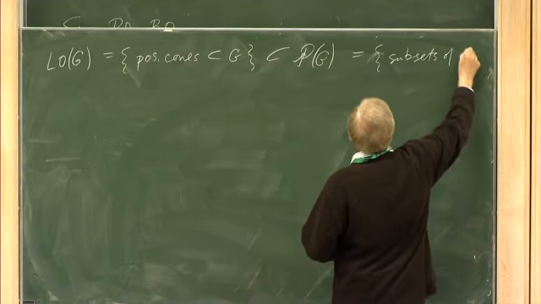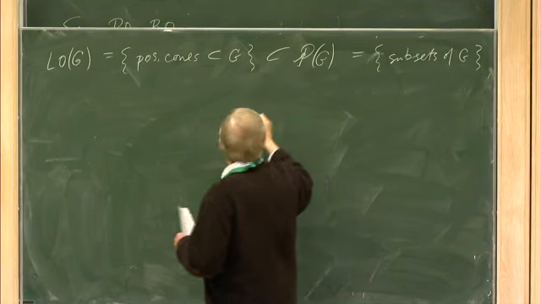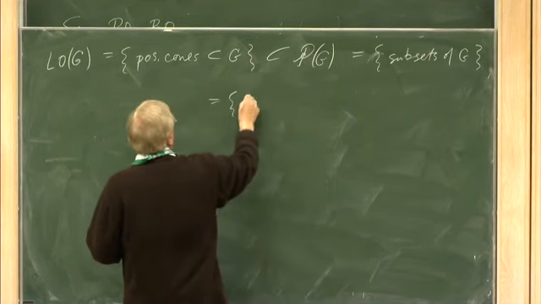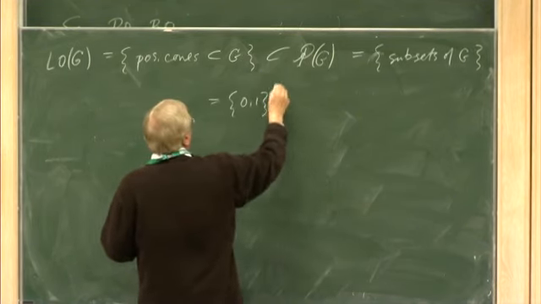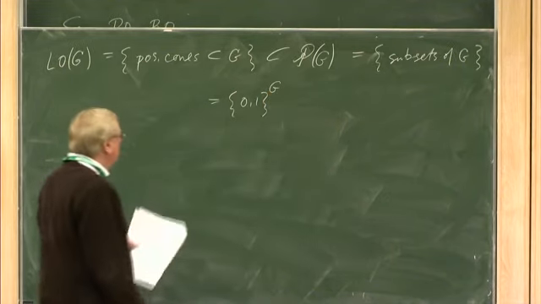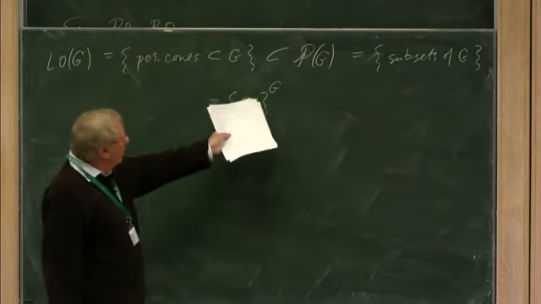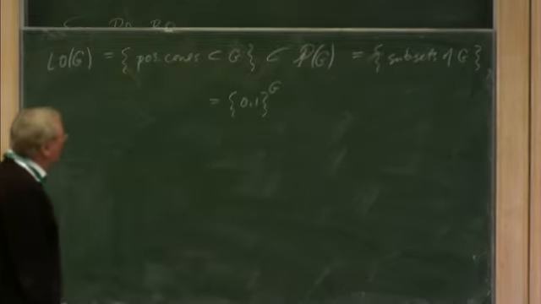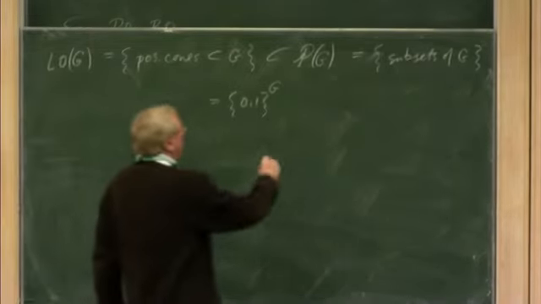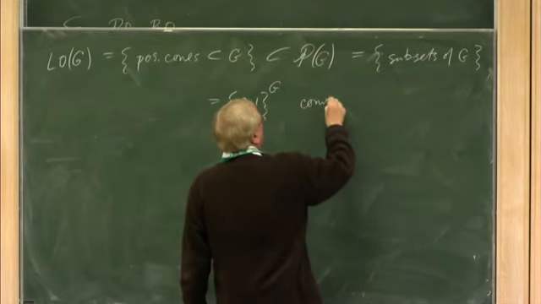And of course, you can topologize this. This is 2 to the G, right? Well, now this is very famously, this space is compact. This is compact by the Tychonoff theorem.